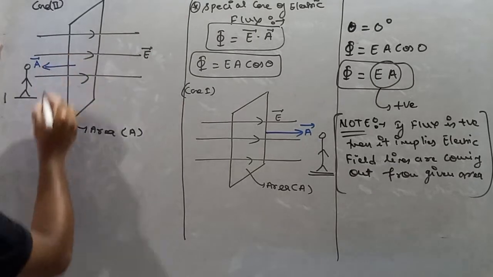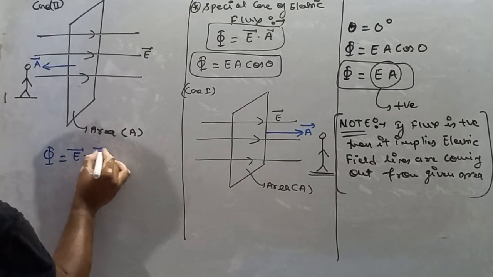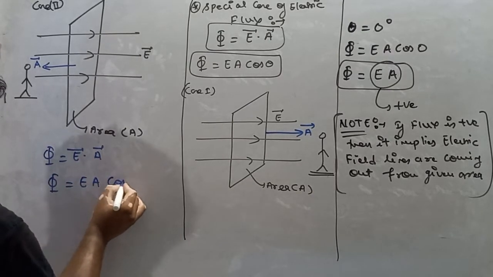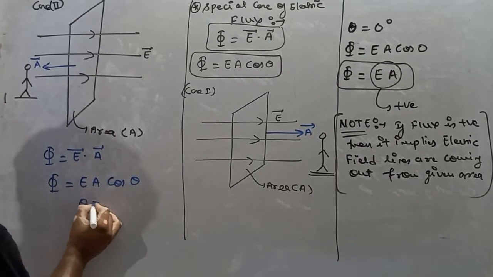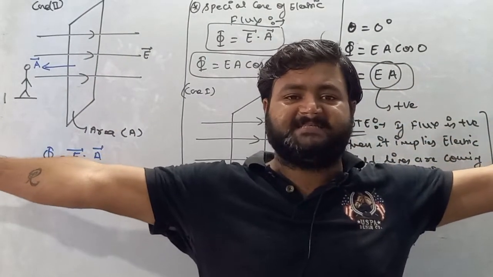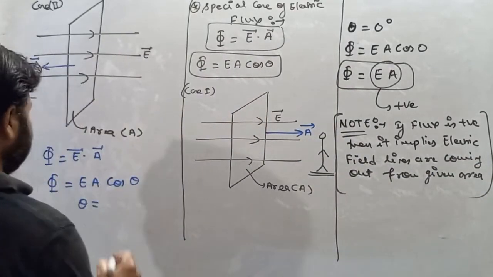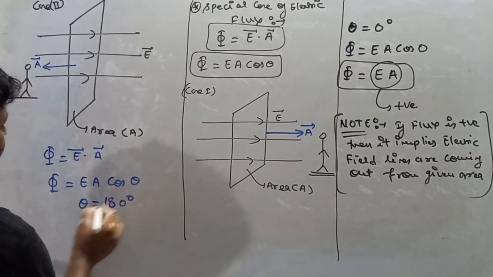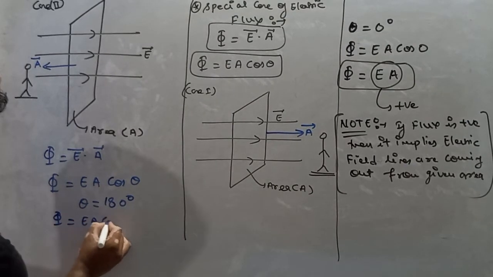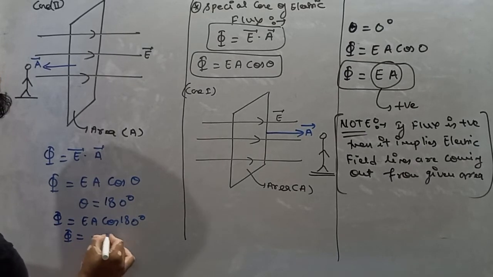Now my dear student, we know that flux is basically E vector dot A vector. We'll write here as EA cos theta, and for theta, see, electric field is in this side and area vector is in this side. So if electric field and area vector both are opposite to each other, then we know that angle will be 180 degree. So flux is equal to EA cos 180, and we know that cos 180 is minus 1, so flux is minus EA.